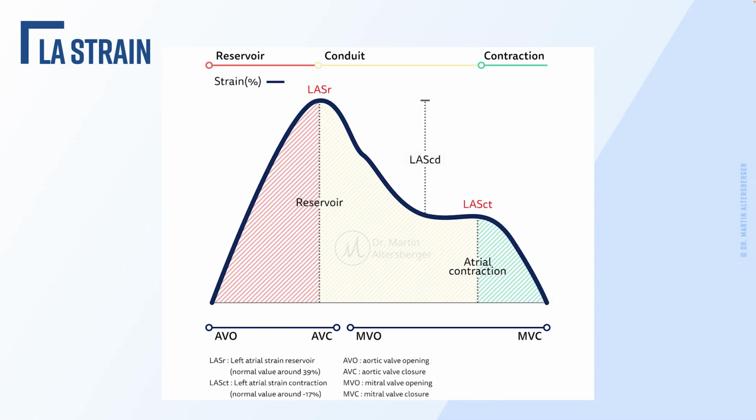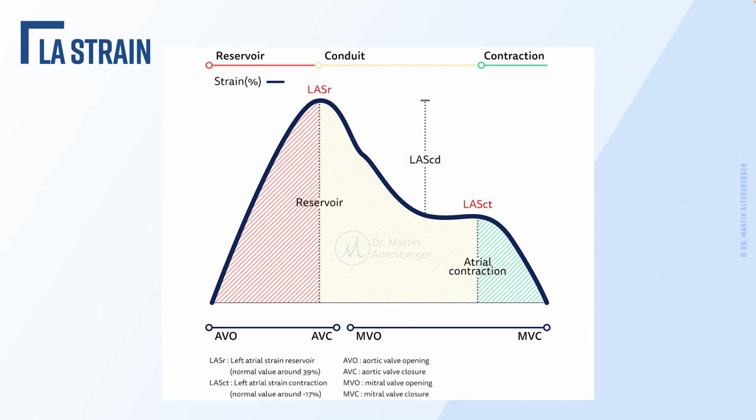Here's an overview of how it looks like. The strain curve again, the reservoir phase, the conduit phase, the contraction phase as well, and how a normal curve should look like. And here I have the normal values as well. The left atrial strain reservoir phase in the range of 39%. There are some variations, great variations to a certain degree. The contraction strain in the range of minus 17%.